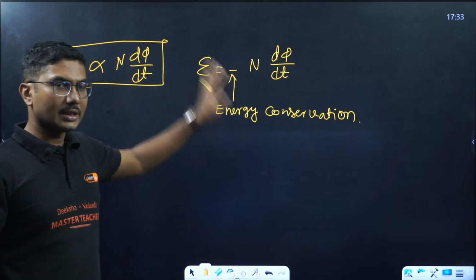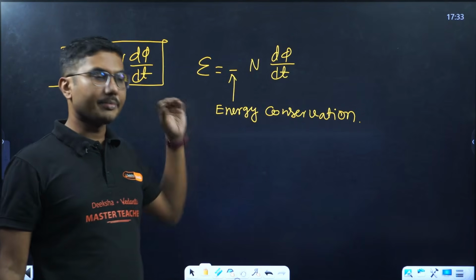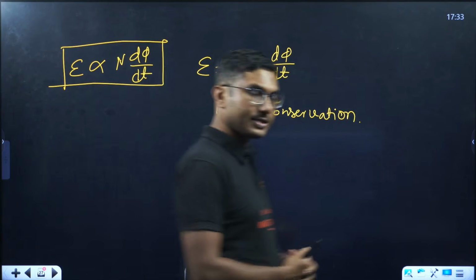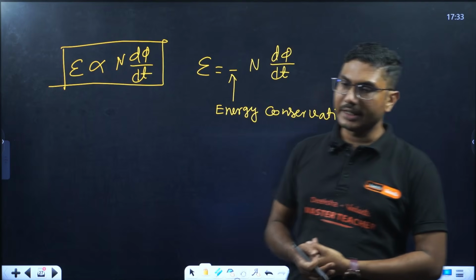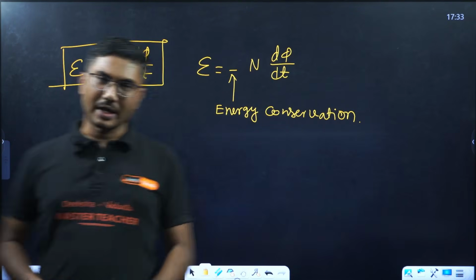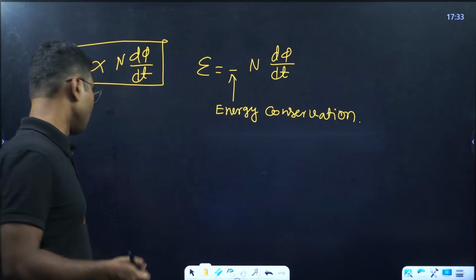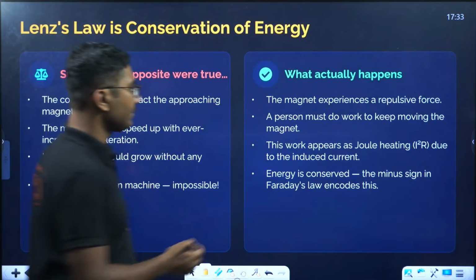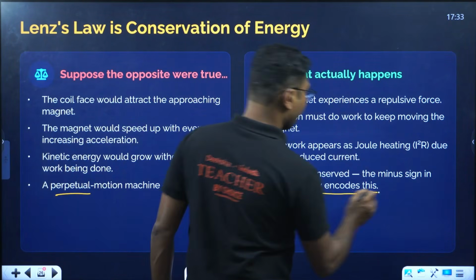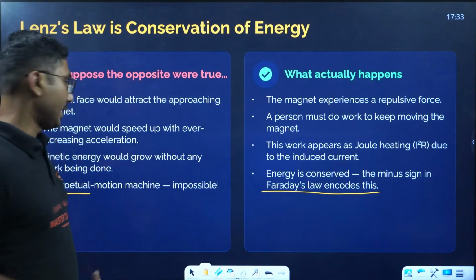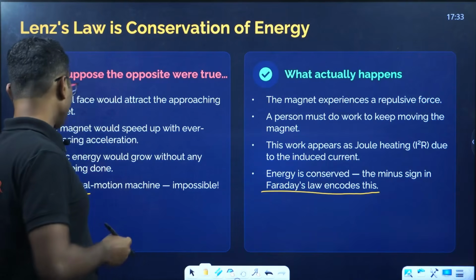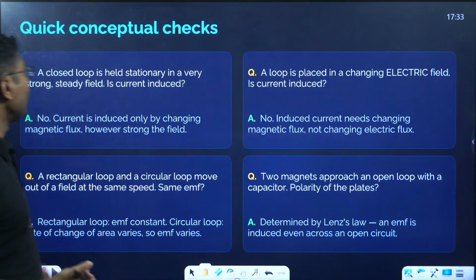So that is how Faraday's law and Lenz's law are sometimes called the first law and second law of electromagnetic induction. Nowadays they are called Faraday's law and Lenz's law directly. There is no other name involved. So this negative sign in Faraday's law actually encodes this. Encodes means it is embedded in the formula itself. You don't need to worry too much about it.